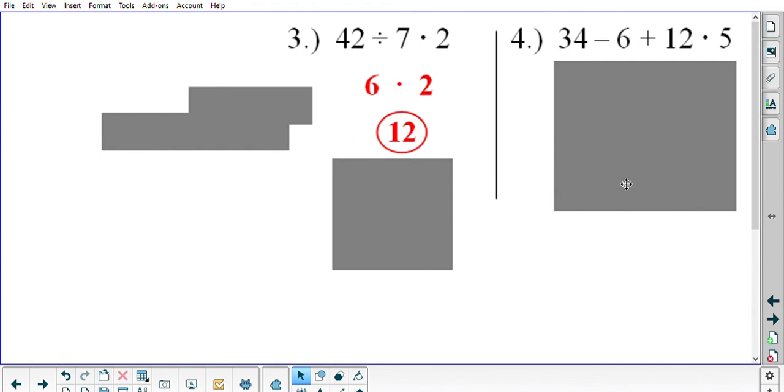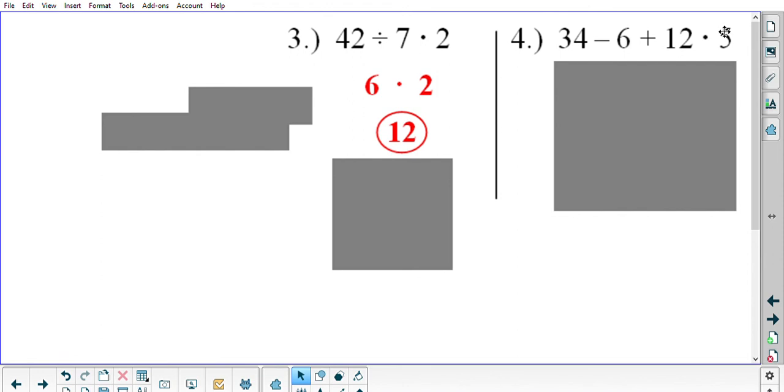All right, problem number 4. Do we have parentheses? No. Do we have exponents? No. Do we have multiplication or division? Yes, we do. Where is it? Way over here on the right. Now you might be like, I thought you said do left to right. You do left to right with multiplication and division. You also do left to right with a step of addition and subtraction.